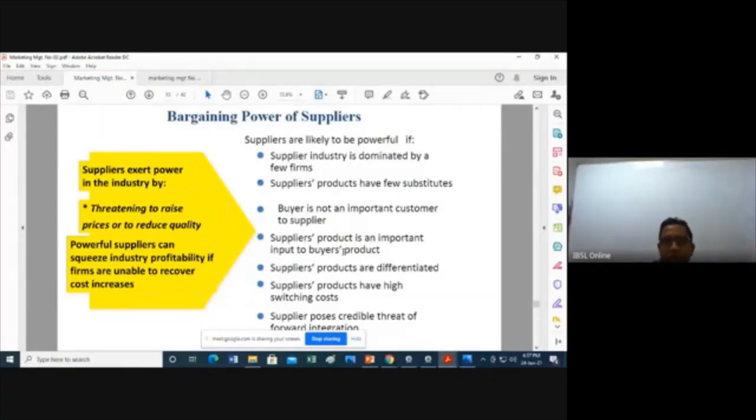Suppliers' products are differentiated; then the supplier will have a definite advantage. Supplier products have high switching costs. For example, it's difficult to change the supplier, and if you change and go to a new supplier, there will be a switching cost. And the supplier poses a credible threat of forward integration. Now, this is a new word that you will be learning in a while. Supplier poses a credible threat of forward integration.